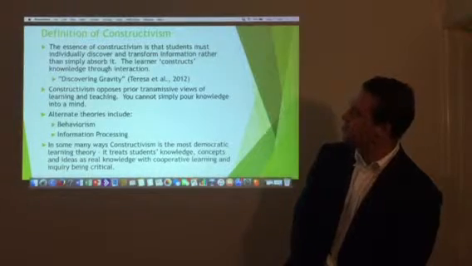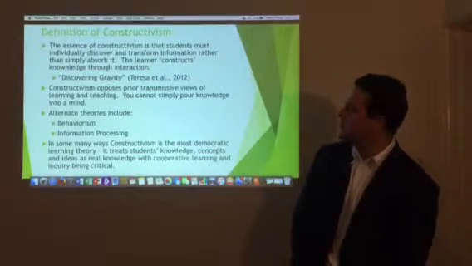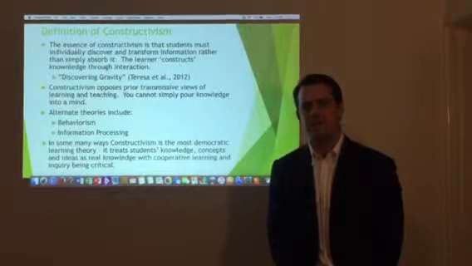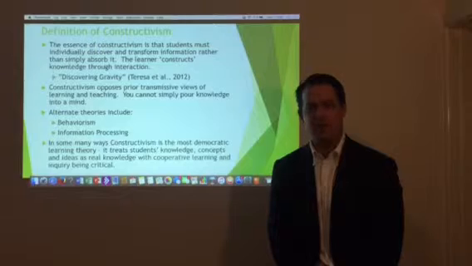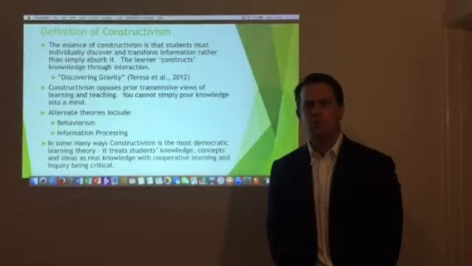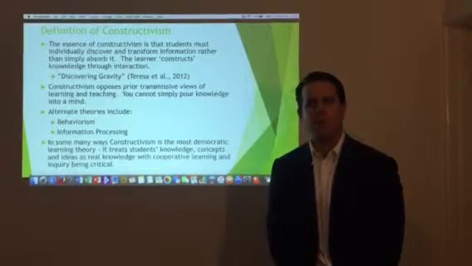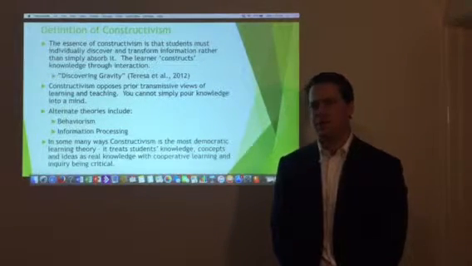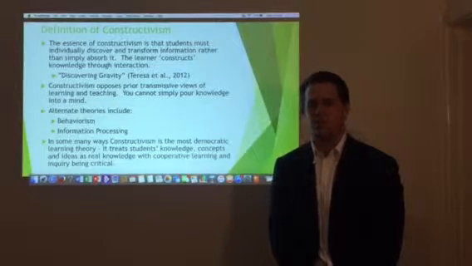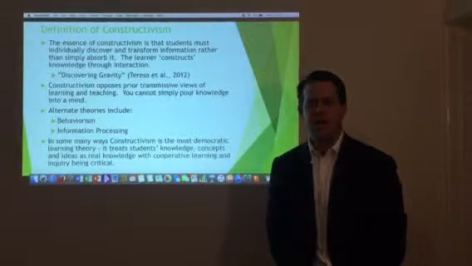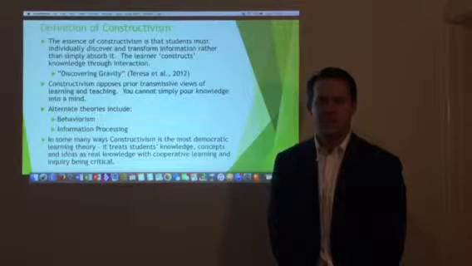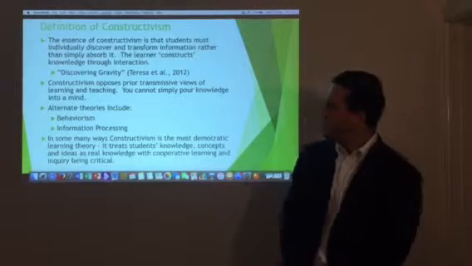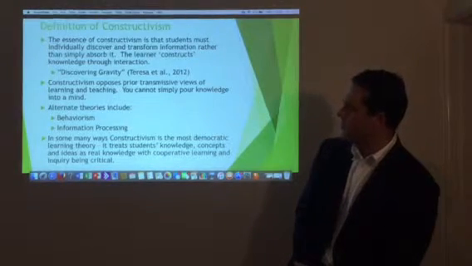Constructivism opposes prior transmissive views of learning. You cannot simply pour knowledge into a mind. Some of these alternative theories include behaviourism, which came about in the late 19th century, which was more about stimulus and response and about observable behaviours of the individual. Another cognitive theory was that of information processing, which is about how the mind layers and processes cognition, including memory and so forth. In many ways, constructivism is the most democratic learning theory.